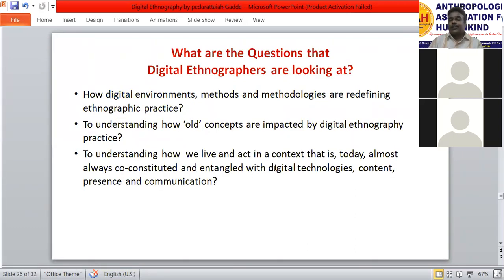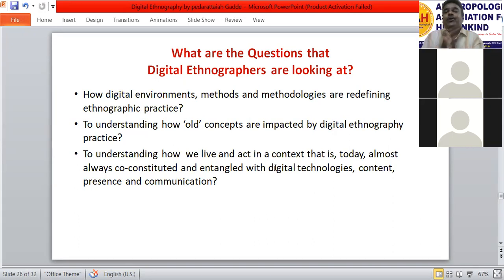So what are the questions that digital ethnographers are looking at? I'm going to give you a course outline, and in that outline, I'm going to give you a bibliography, the textbooks and chapters for general reading and for your learning, so that systematically, session after session, through reading, learning, reflection, and discussion, we get familiar with the concepts, perspectives, and jargon of digital ethnography, so that we might be thoroughly equipped to do digital ethnography and come up with a wonderful digital ethnographic masterpiece.